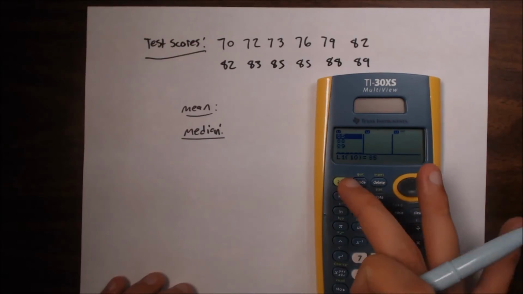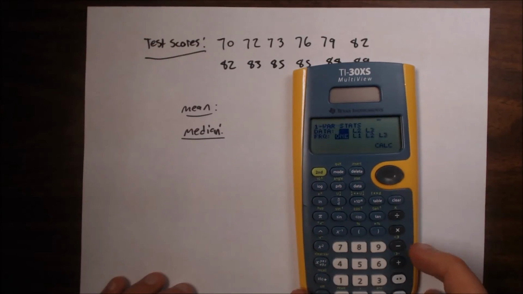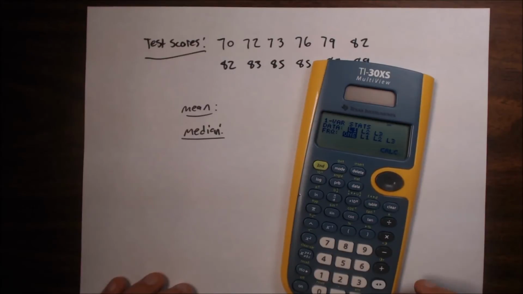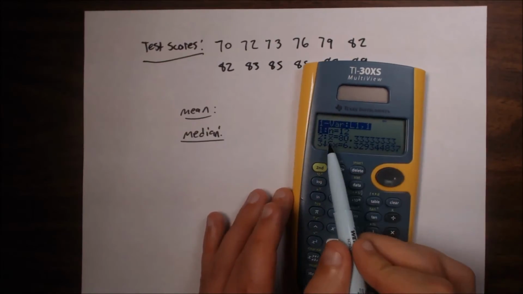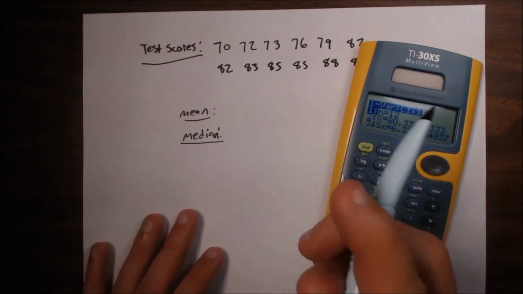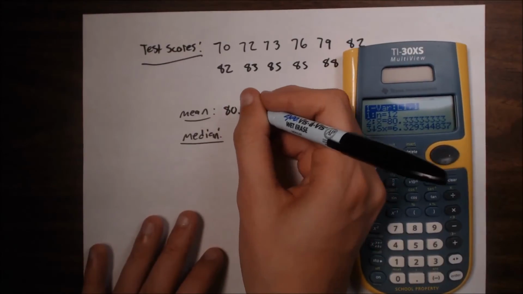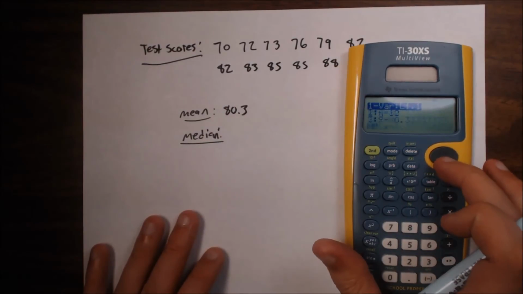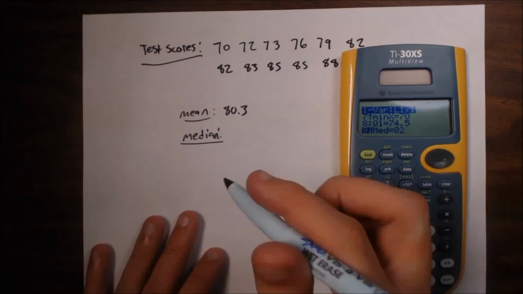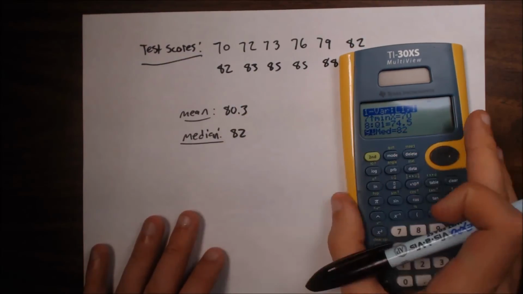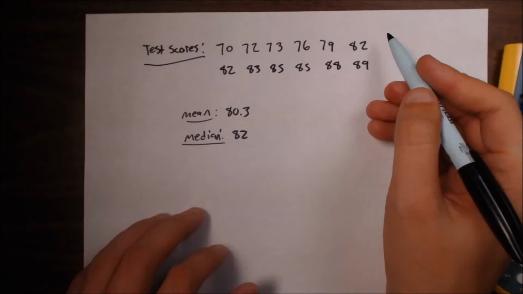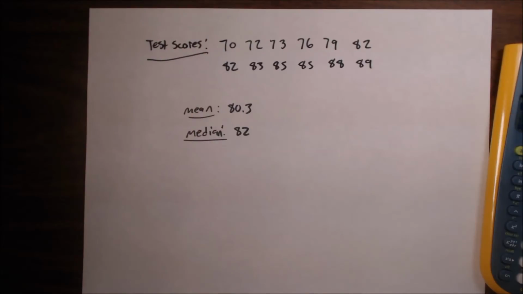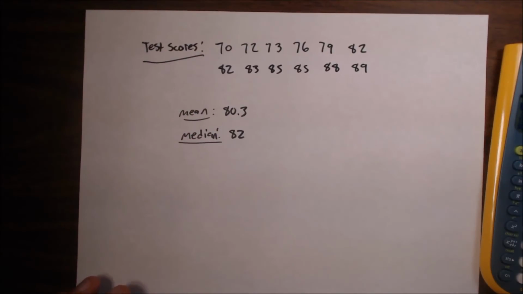Delete that out. Okay, so I'm going to go to one variable stats, and let's look at what the mean is. The mean is 80.3 currently. And the median, we said, let's go look at it again, is 82. Remember that the median is halfway in between these two numbers, which is what makes it 82.